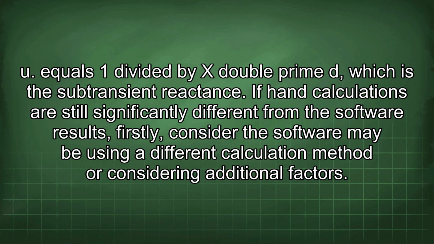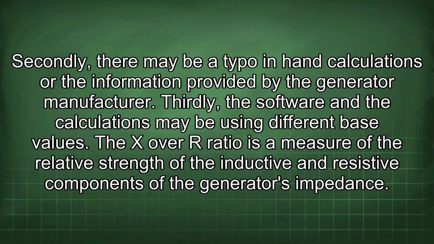If hand calculations are still significantly different from the software results, firstly, consider the software may be using a different calculation method or considering additional factors. Secondly, there may be a typo in hand calculations or the information provided by the generator manufacturer. Thirdly, the software and the calculations may be using different base values.